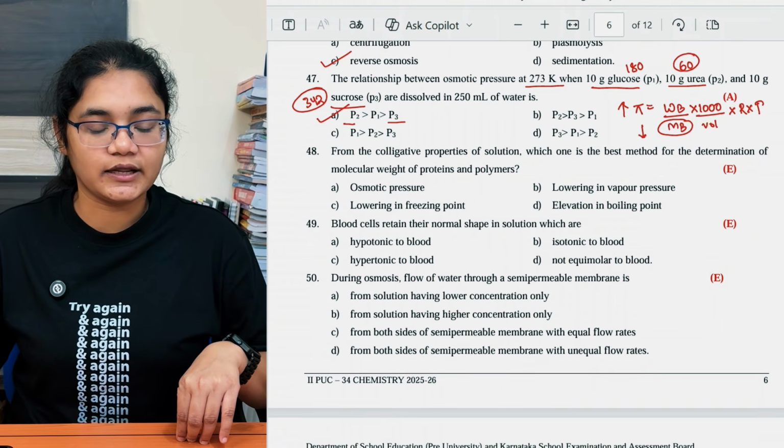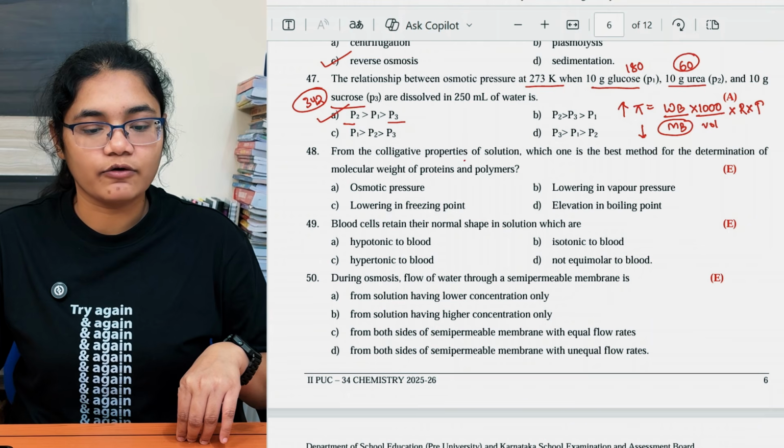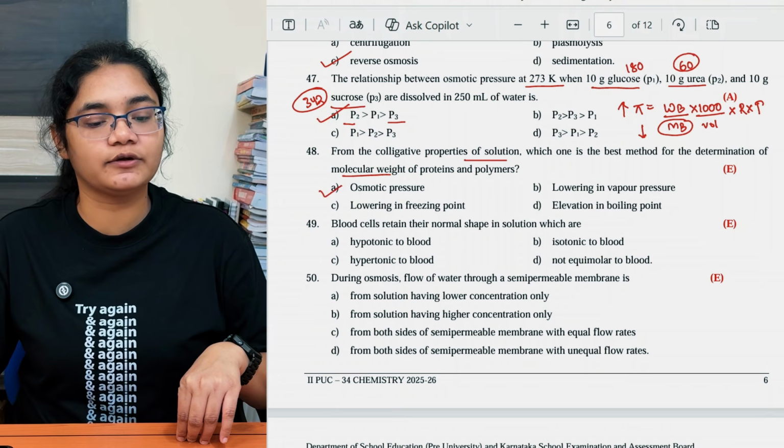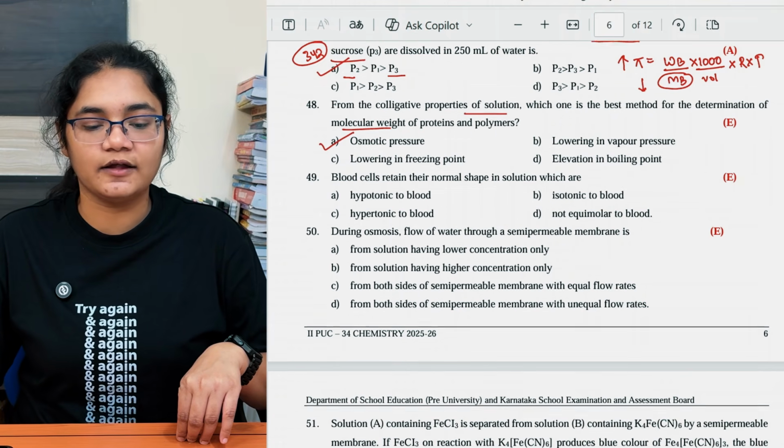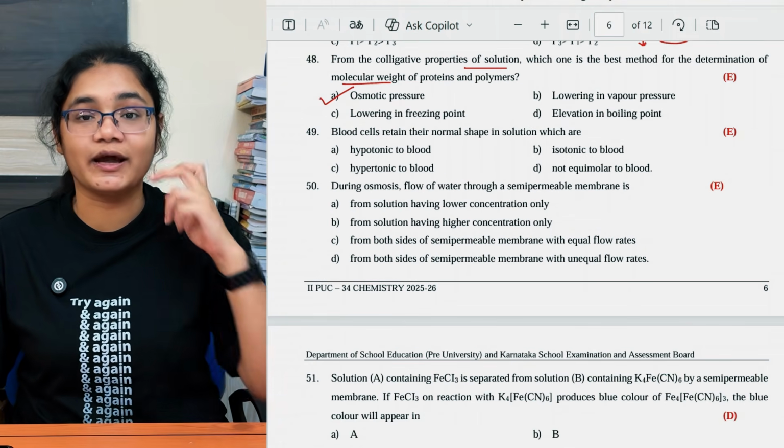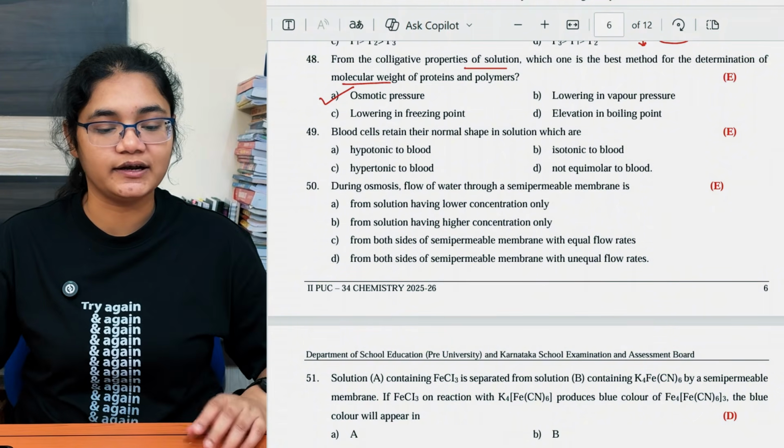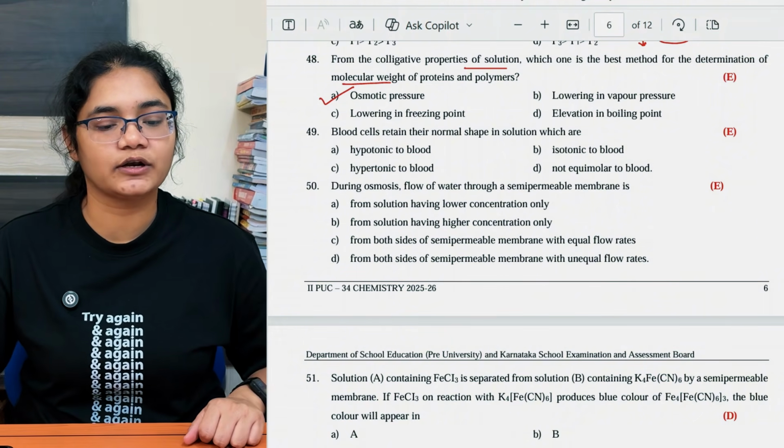Next is question number 48. From the colligative properties of the solution, which one is the best method for the determination of molecular weight? It is osmotic pressure. Here a 3-marker long question is asked, why osmotic pressure is the better one, that I have already discussed in the solutions important question video.